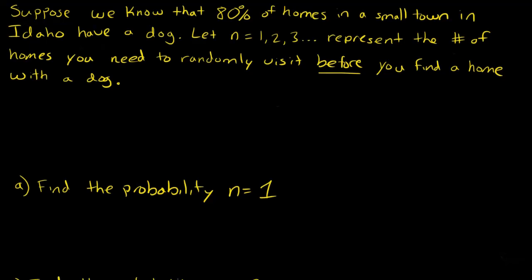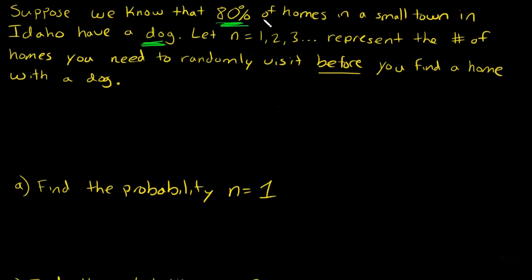Alright, in this video I'm going to walk through an example using the geometric probability distribution. First, let's read through the example and talk about why it is the geometric probability distribution. Suppose we know that 80% of homes in a small town in Idaho have a dog. This is very important, and we're talking about whether or not you have a dog. So we have two options there. Either the homes have dogs or they don't, and the probability that they do have dogs is 80%.